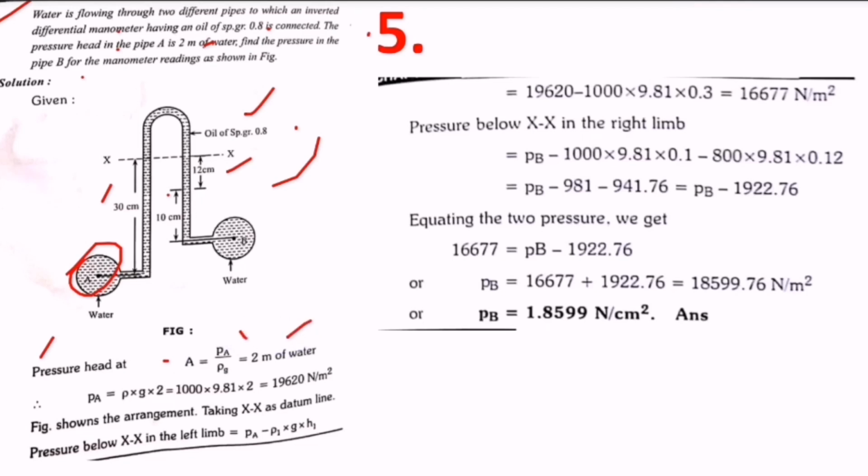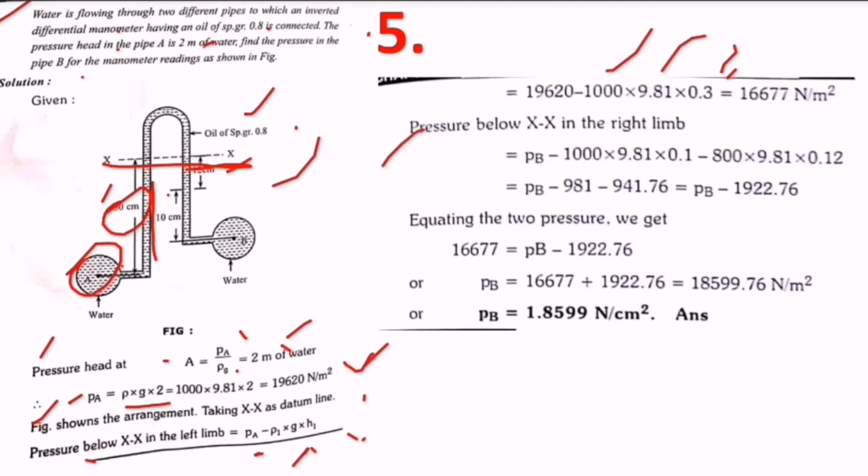So pressure head at A, at this point, is 2 meters given, that is P by rho g. So from that we can get PA, that is rho g into this 2. So pressure equals rho g h. That will give the value as 19,620 Newton per meter square. So the figure shows the arrangement taking x axis as the datum line, and pressure below the x in the left limb, this side, is PA minus rho 1 g h1. So already we know PA equals 19,620. And this rho 1 is density of liquid, that is 1000, into g is 9.81, h1 is 0.3 because of 30 centimeter, converted into meters, 0.3, that is 16,677 Newton per meter square.